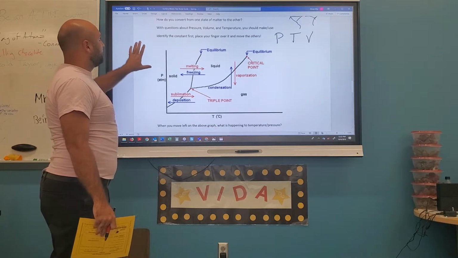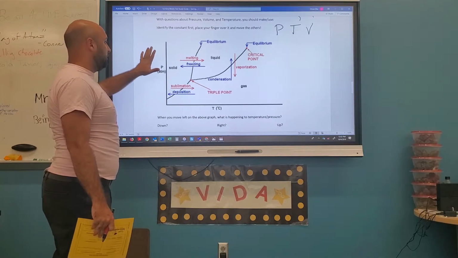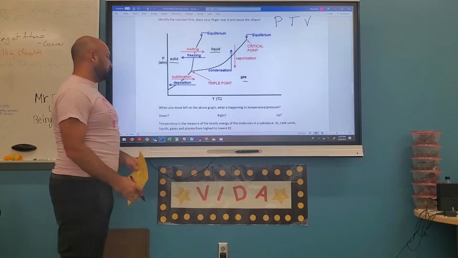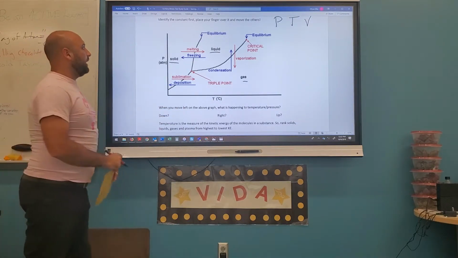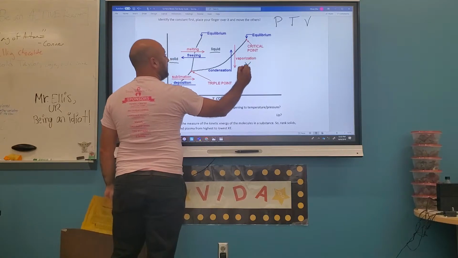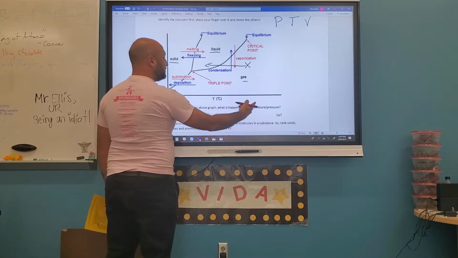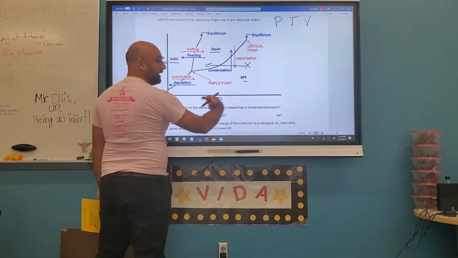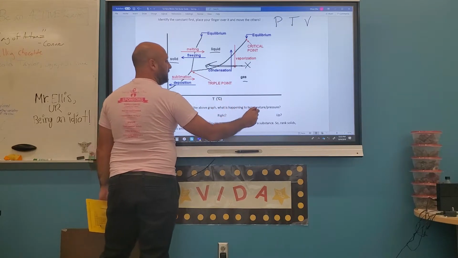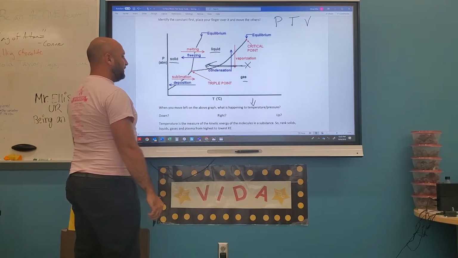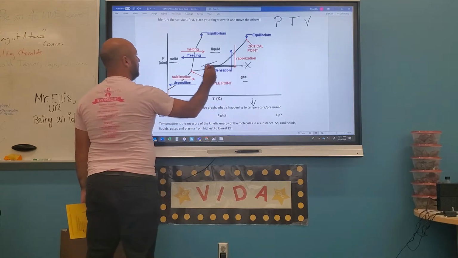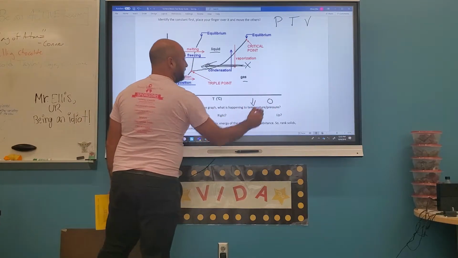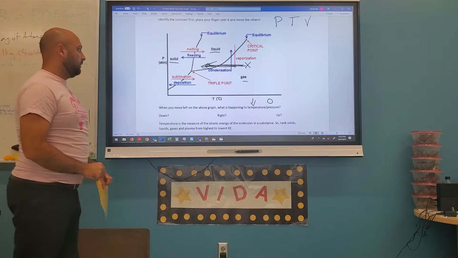This is our pressure and temperature chart here. With this graph, you should be able to make predictions about solids, liquids, and gases. When I move left on the graph, let's say I'm starting right here, as I move to the left, what is happening to the temperature or pressure? Temperature is on my x-axis, so moving left makes the temperature go down. What happens to the pressure? Well, pressure is my y-axis. Am I moving up or down when moving left? No. Therefore, pressure stays the same, no change.